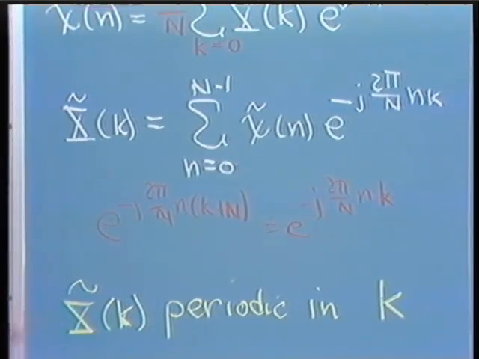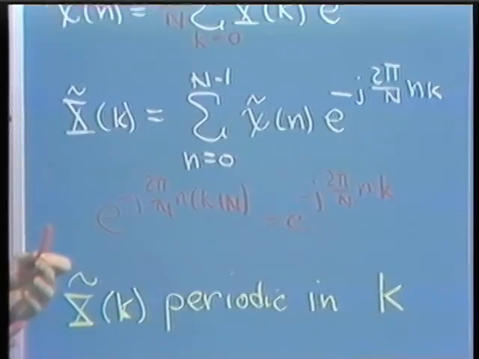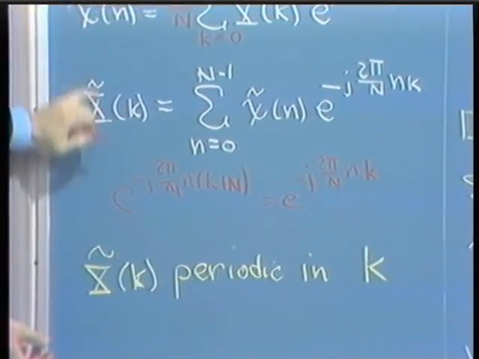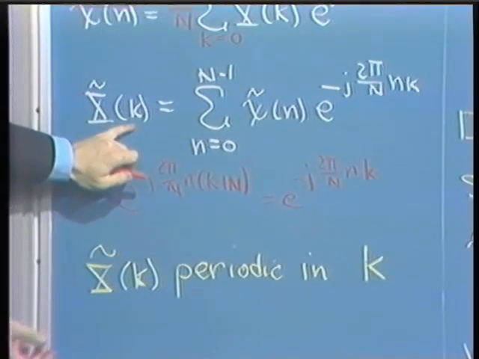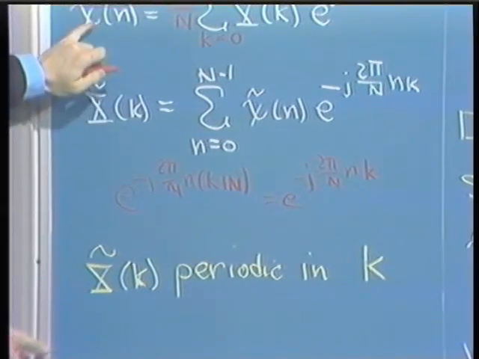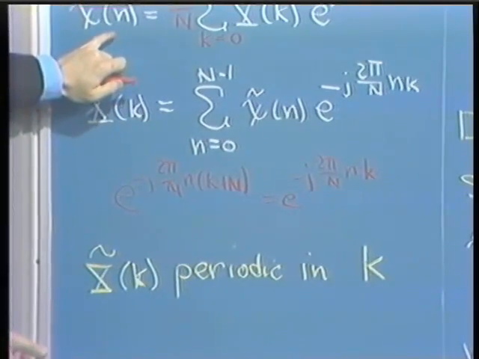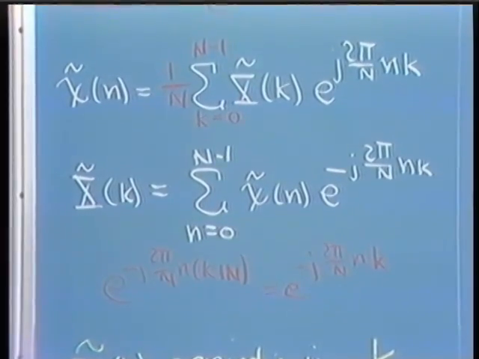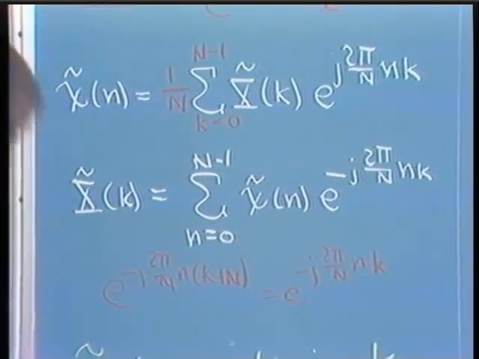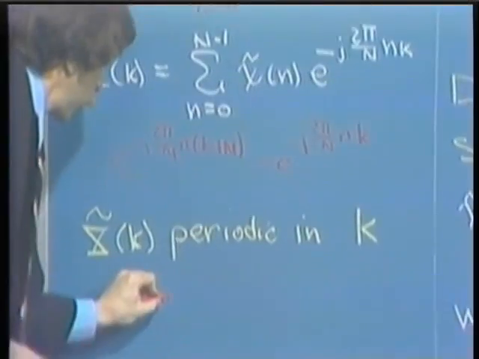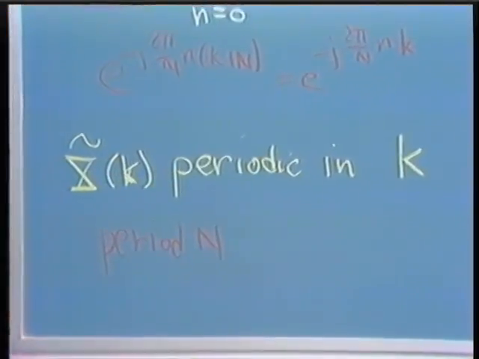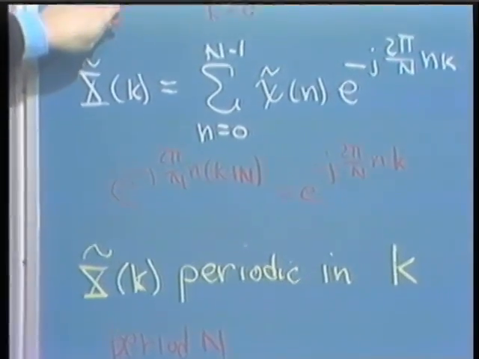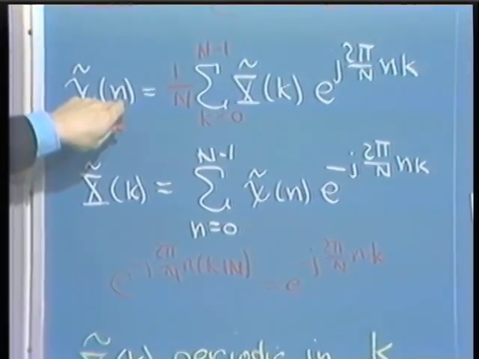I choose to do that mainly because of duality. That is mainly because it is convenient to think of these as a periodic sequence, so that I have one periodic sequence representing another periodic sequence, this being a periodic sequence in K with a period of capital N, and this being a periodic sequence in N with a period also of capital N.